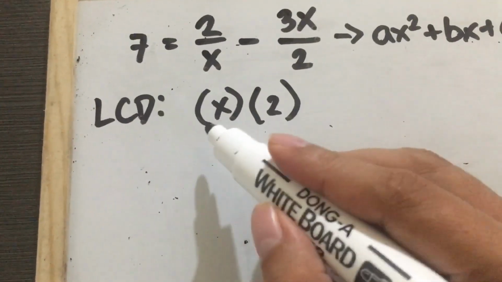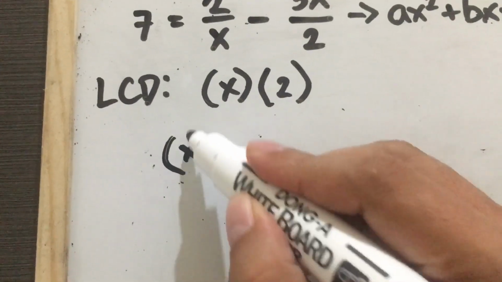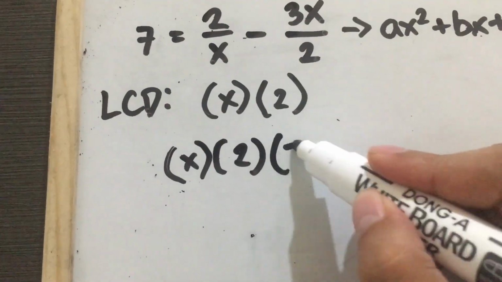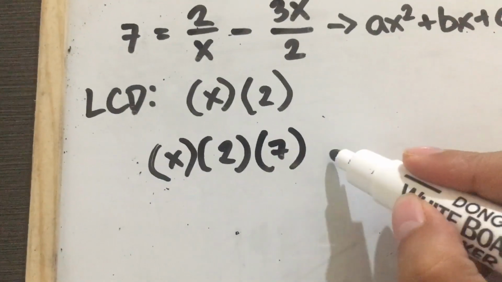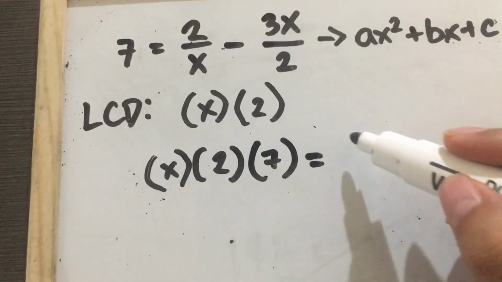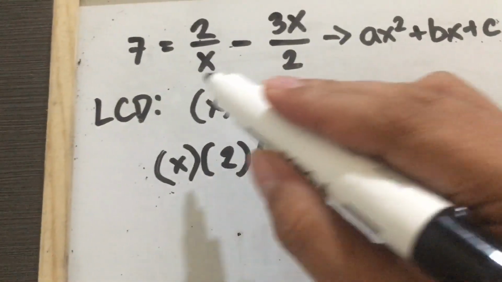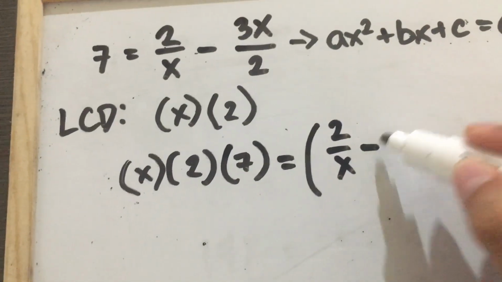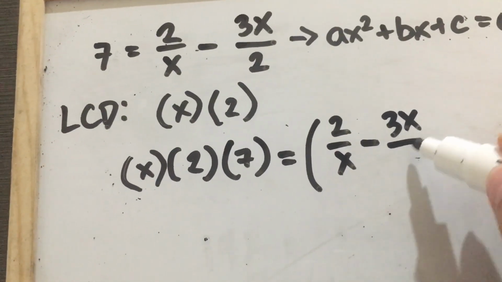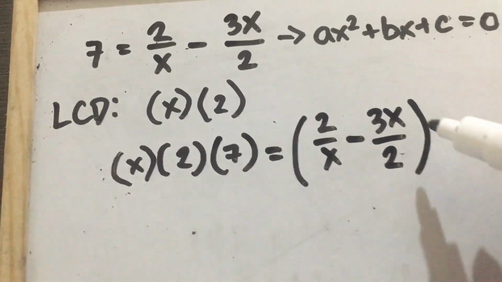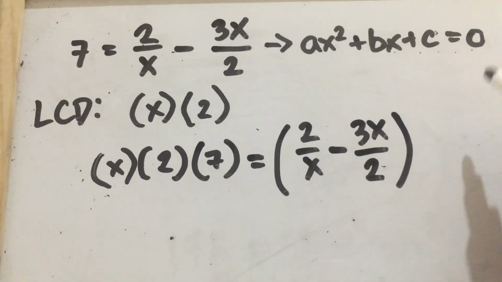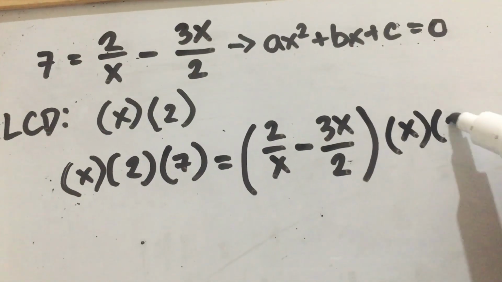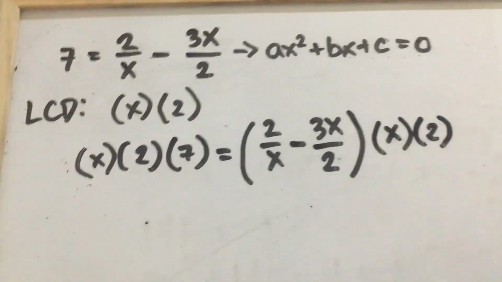Therefore, the LCD, x and 2, you multiply it with 7. Equals. I put a parenthesis in this part of the equation. So you have 2 over x minus 3x over 2. Close parenthesis. So you multiply again your x and the 2 as your LCDs.